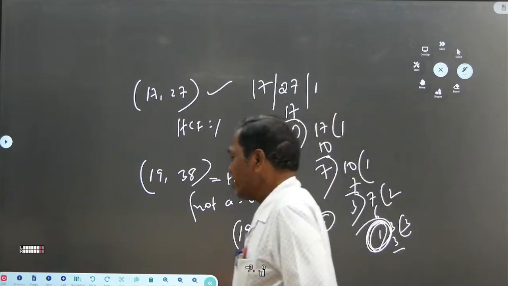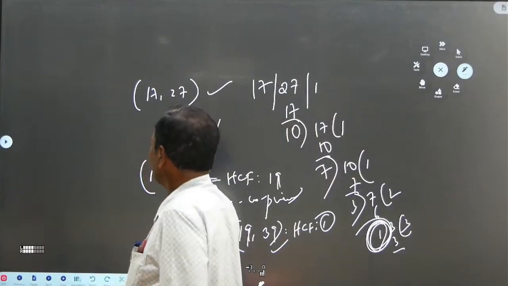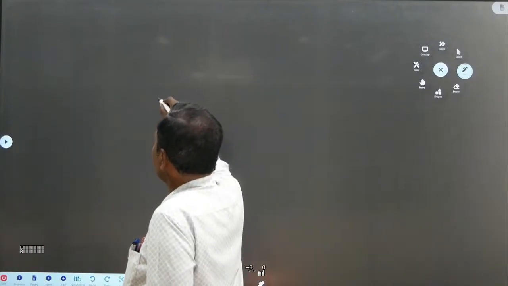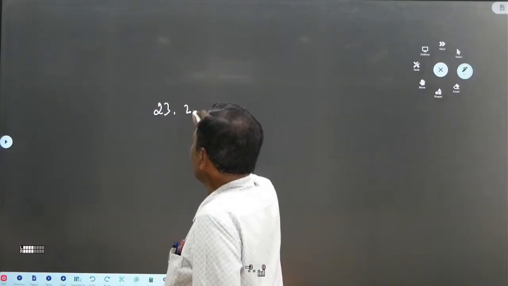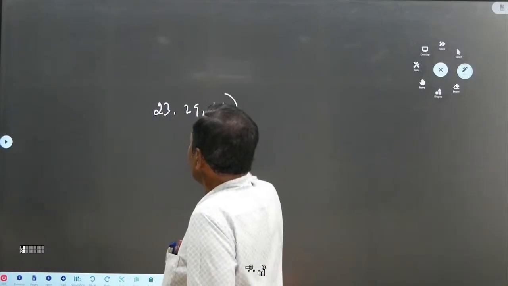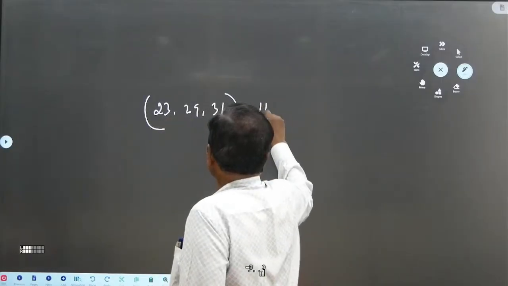And see, if 3 numbers are given, for example, 23 and 29 and 31, what is the HCF?